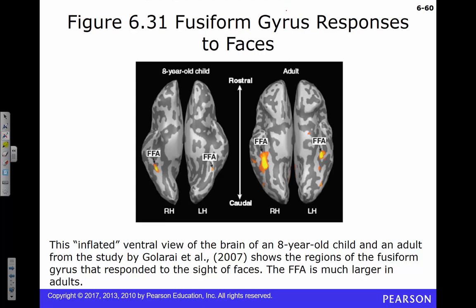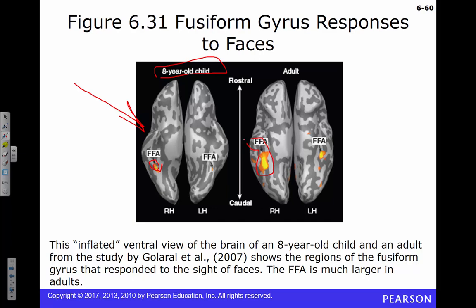This is actually interesting, though. This is a brain scan from an 8-year-old child, and these have been mathematically adjusted to scale for size. Look at that fusiform face area in the 8-year-old child. Look how small that is. And here is an adult. Look how much larger their fusiform face area is.